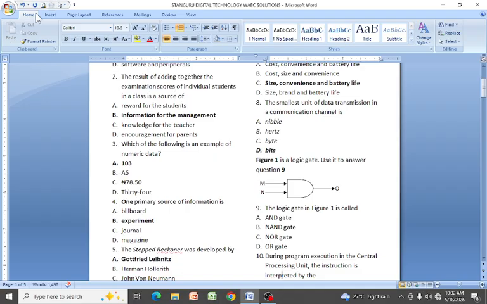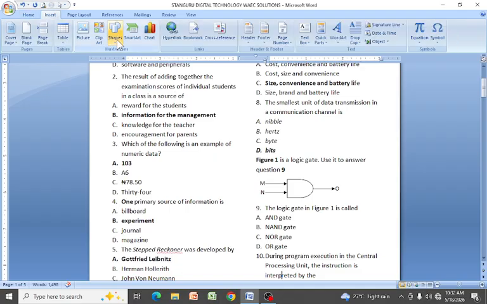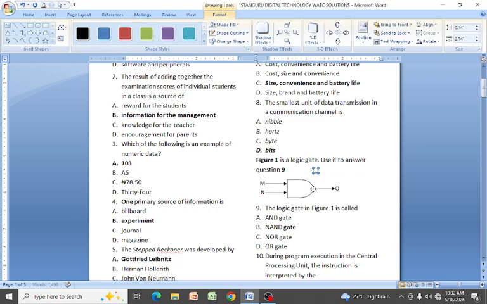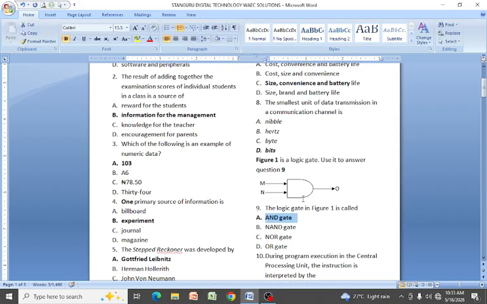If I draw a circle, let me just draw a circle at the back of it. You can see this small oval shape I'm trying to draw here. Once I put it at the back of this D shape, it becomes a NAND gate, not an AND gate. Assuming this shape is like this, option B should have been the answer. But because the circle is not there, the answer is A, AND gate, because of this D shape.